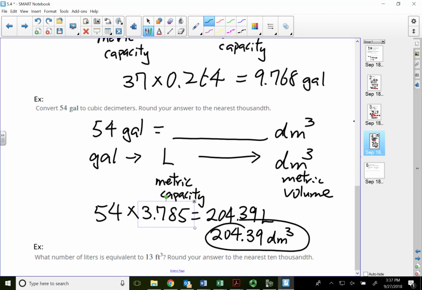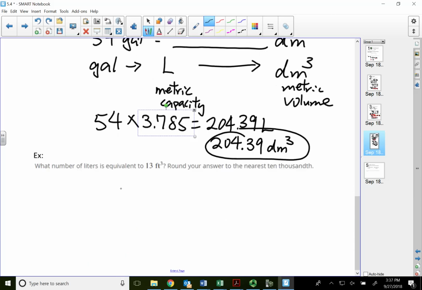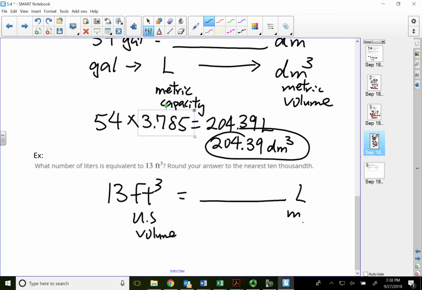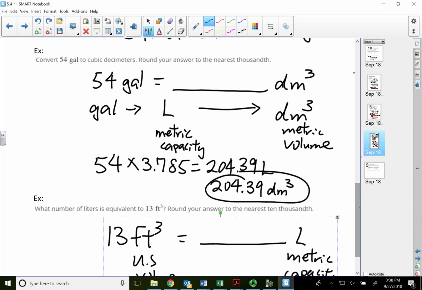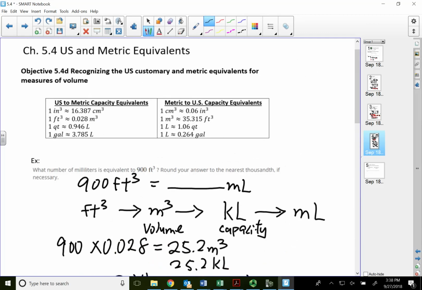All right, let's try this one. How many liters are equivalent to 13 cubic feet? So this is US for volume. Need to convert to metric capacity. Let's see if I can directly convert. All right, US to liter. Oh, that'll be right here, isn't it? Cubic feet can take me to cubic.